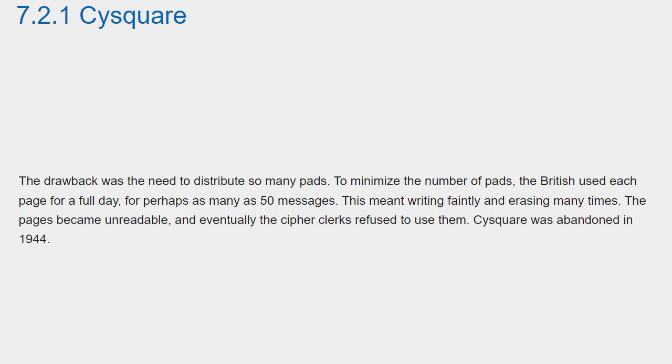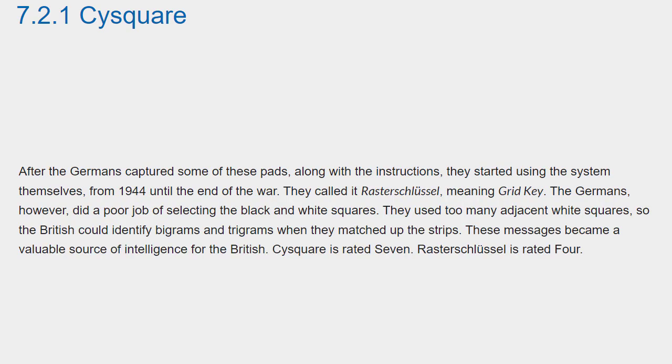The drawback was the need to distribute so many pads. To minimize the number of pads, the British used each page for a full day, for perhaps as many as 50 messages. This meant writing faintly and erasing many times. The pages became unreadable, and eventually the cipher clerks refused to use them. Chi-square was abandoned in 1944.